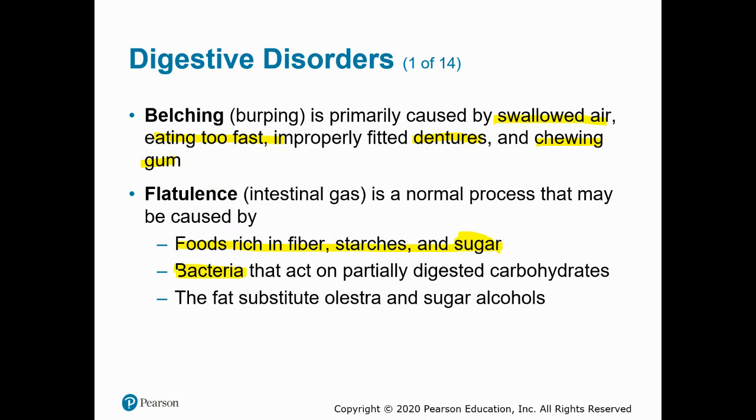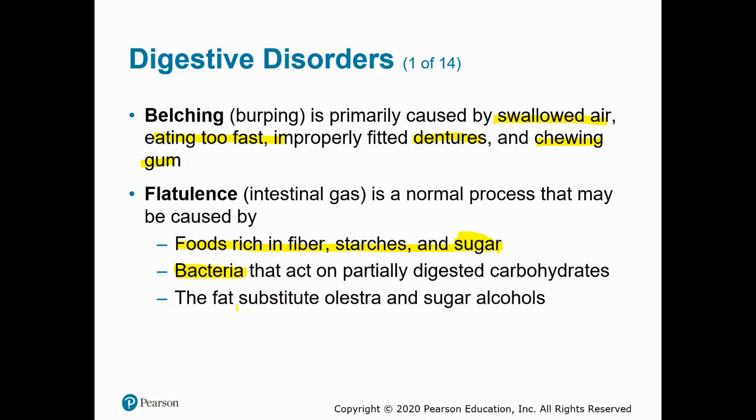Again, a lot of the flatulence might come from the bacteria. And if you don't have a lot of flatulence, or if you have flatulence that's not odorous, that's probably a great sign, right? That you probably have really healthy, happy bacteria.